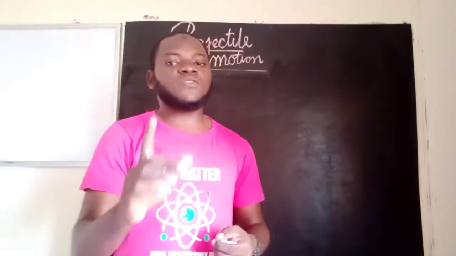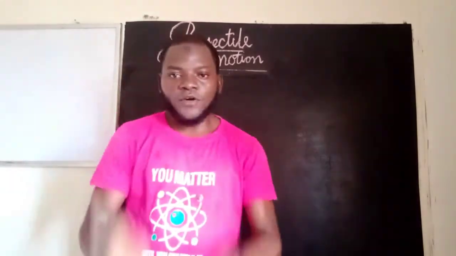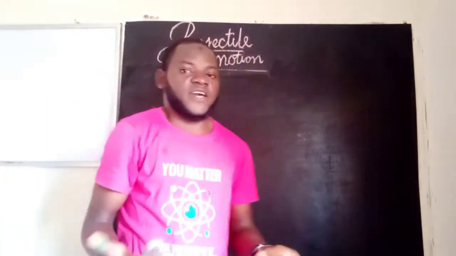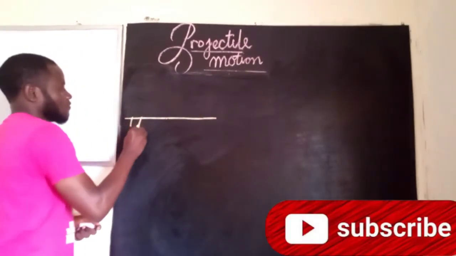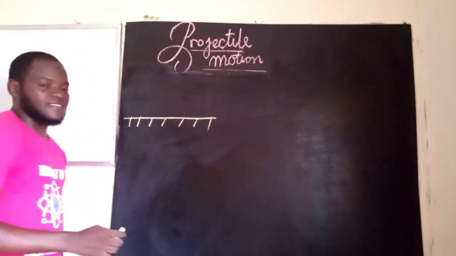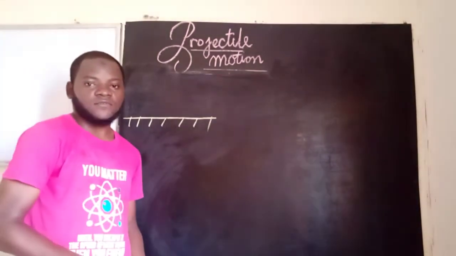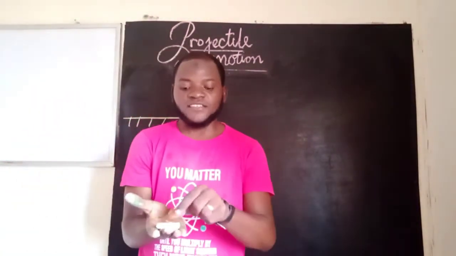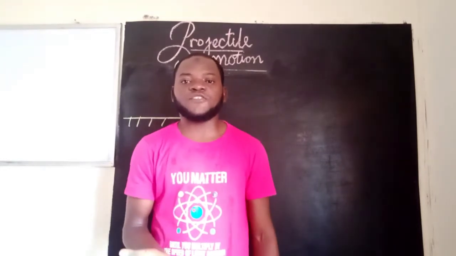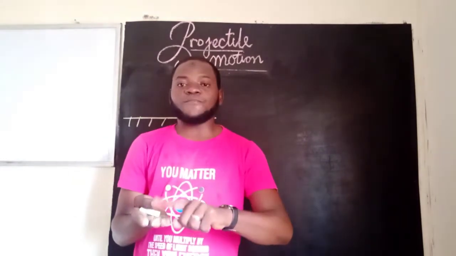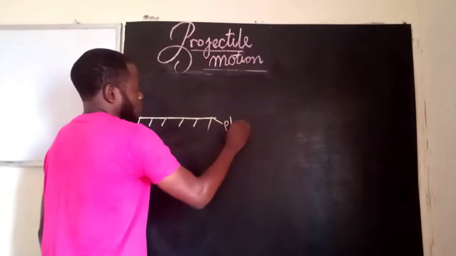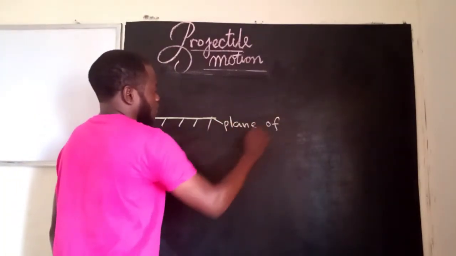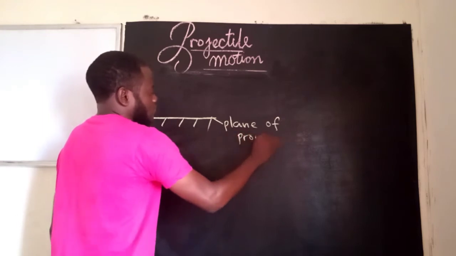Now, when you talk about one-dimensional projectile, the body can be vertically upward. Let's see. This is the point of projection. That is the point at which you want to project a body, just like I am here now. You can see this chalk on my hand. If I project it from here, the point at which I project it is called the plane of projection.